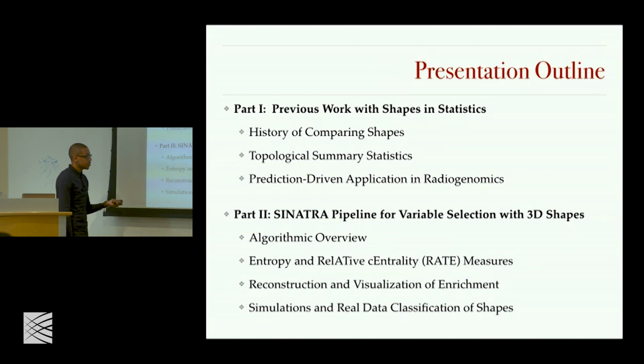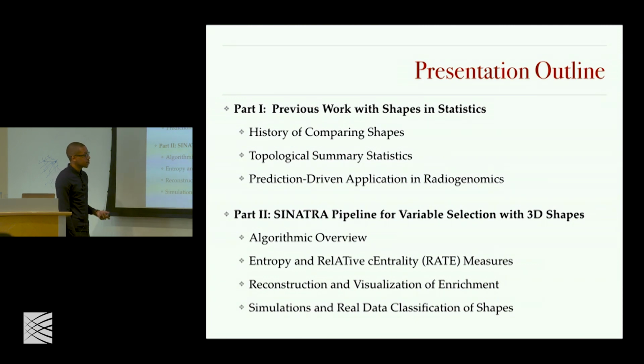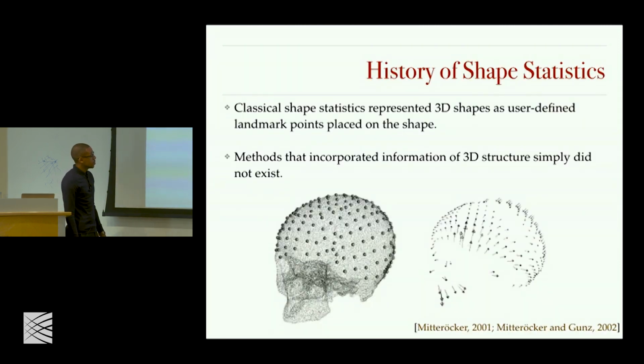And then I'll show some simulations of how this works and some real data classification on primate teeth. The nice thing about Sinatra is that you can relate this idea of variable selection with shapes to any kind of variable selection technique we do in genetics or any basic area of statistics, which is really nice. And so I'll go over that as well.